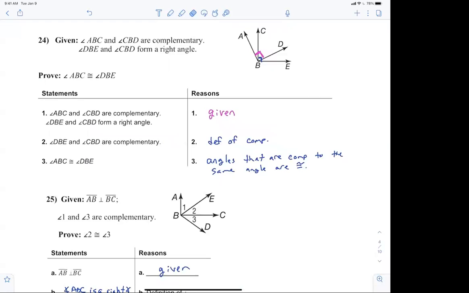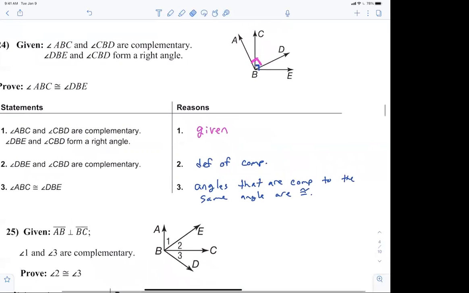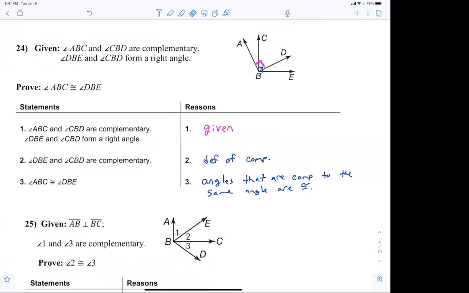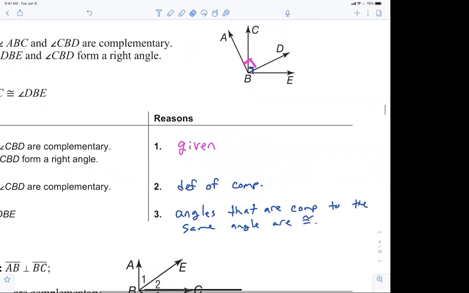Now, if you're not sure about that, here's what I'm trying to tell you. If this is 30 degrees, look up here just so I can show you something. If this is 30 degrees, then this would be 60, right? Which would force this to be 30. So therefore, these two angles have to be equal. Correct.